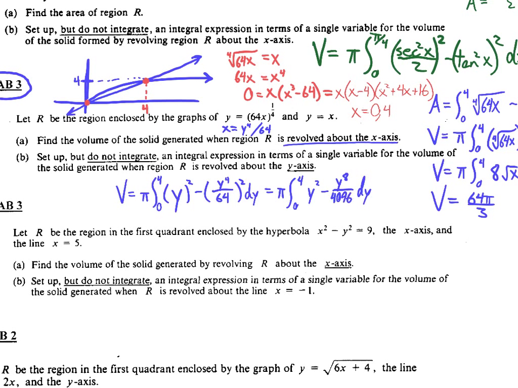Someone help me out. Terry. Is 64 squared 4096? I think we do not integrate. 4096. Yeah, that's right. I think we just need to set up. That's right. We're not going to integrate right now. We're just setting it up. Okay? So that was all they were asking us to do on that one.